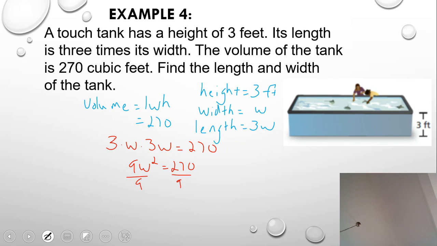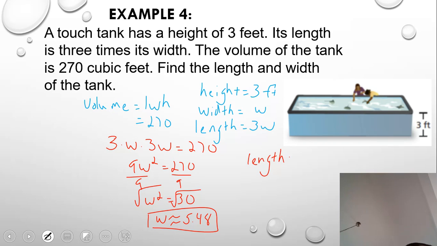Divide by 9 on both sides, and you're going to get W squared, 270 divided by 9 is going to be 30. So W squared is equal to 30. Let's square root both sides. I'm going to get an approximate answer here because the square root of 30 is not an exact value. So I'm going to round that. The square root of 30 is approximately 5.48. Now, there is a negative value here, but I don't care because we don't have a negative width. So we have the width at approximately 5.48. We know the length is equal to 3 times that value.